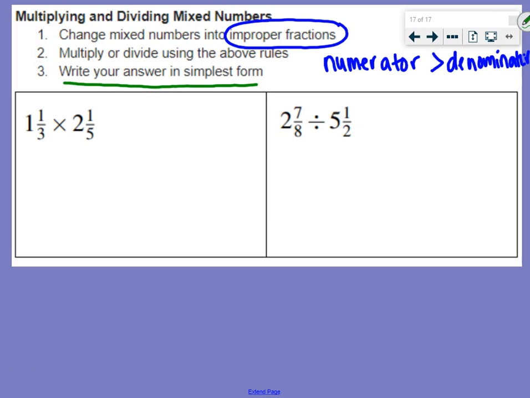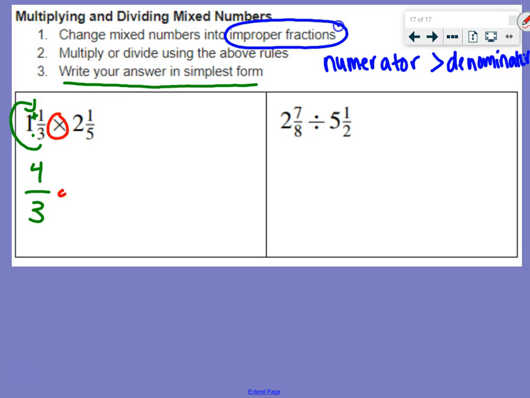So here I'm going to show you how to change into improper fractions. We're going to make kind of like a half circle. We're going to start at the bottom number, and we're going to work our way up. So we're going to multiply the denominator with the whole number, and then we're going to add our result to the numerator. So we're going to do 3 times 1, which is 3, plus 1, which is 4, and then the denominator stays the same. So 1 1/3 is the same as 4 over 3.